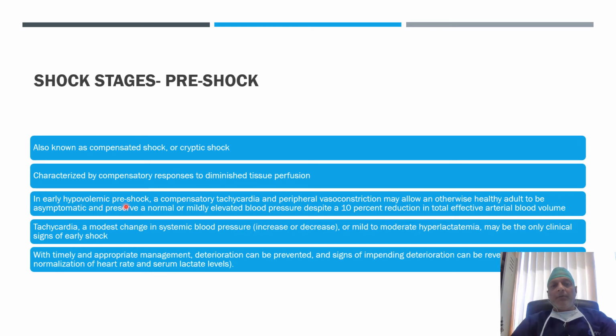In early hypovolemic pre-shock, a compensatory tachycardia and peripheral vasoconstriction may allow an otherwise healthy adult to be asymptomatic despite a 10% reduction in the total effective arterial blood volume. Tachycardia, a modest change in the systemic blood pressure, or mild to moderate hyperlactatemia may be the only clinical signs of early shock. With timely and appropriate management, deterioration can be prevented and signs of impending deterioration can be reversed with normalization of the heart rate and serum lactate value.